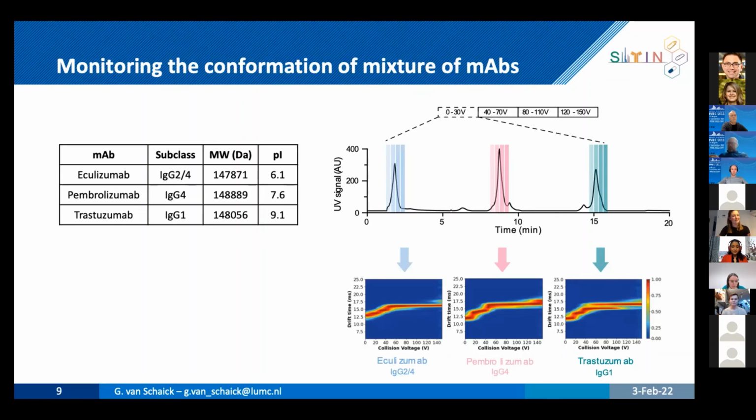And you might think, why would this be useful for different monoclonal antibodies? Well, nowadays there are more and more therapeutic products that have co-formulated antibodies, and in this way you could analyze them at the same time in the same run by separating them.